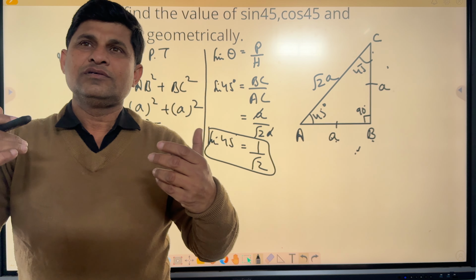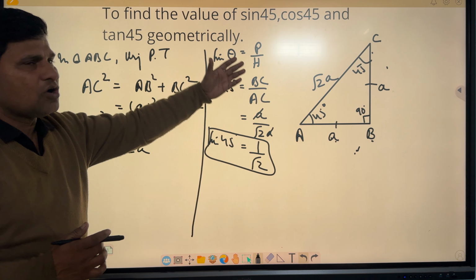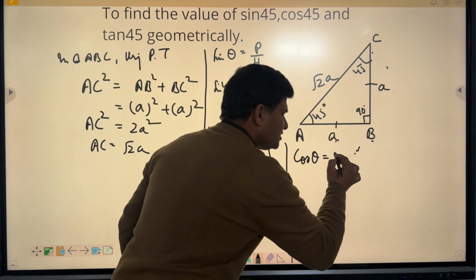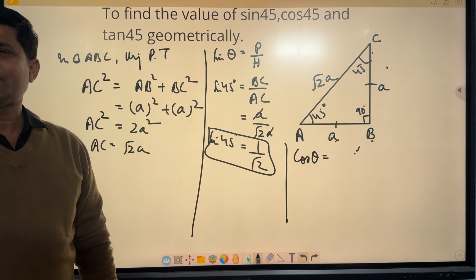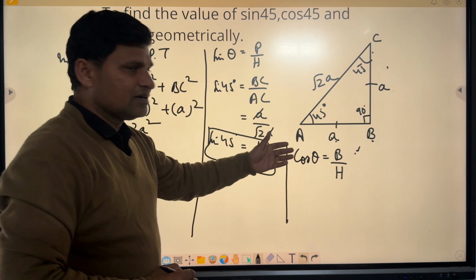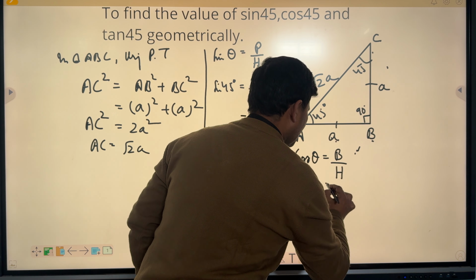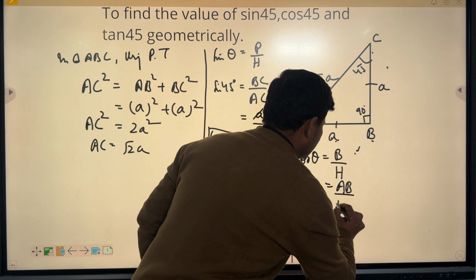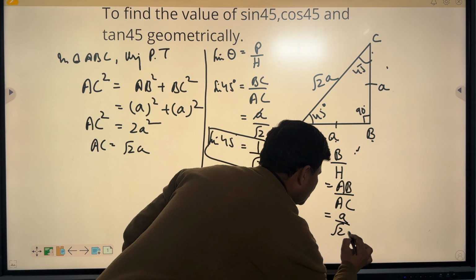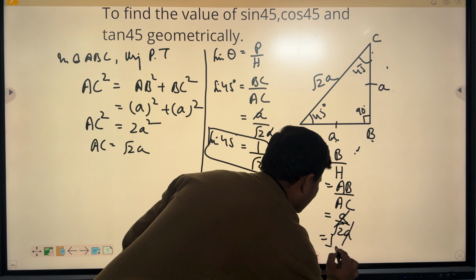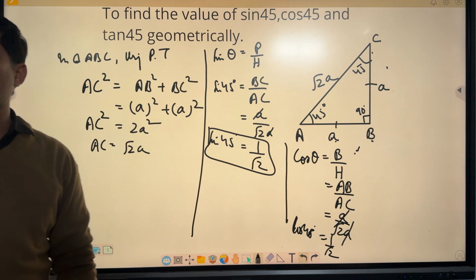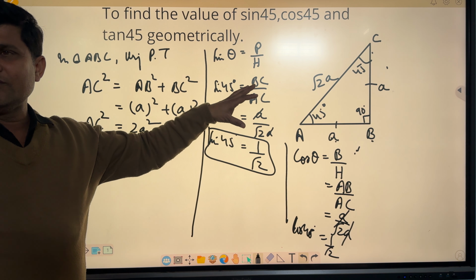Yes. Now similarly we have to find the value of cos and tan. Now see this. Now cos theta is equal to, anyone? Yes, very good. B upon H, that is base upon hypotenuse. Now in this triangle, what is base? Base is AB and hypotenuse is AC. Now what is the value of AB? That is a, and AC is root 2 a. If you cancel a by a, you will get 1 upon root 2. That is cos 45 is again equal to 1 upon root 2. So we get the values of sin 45 and cos 45.